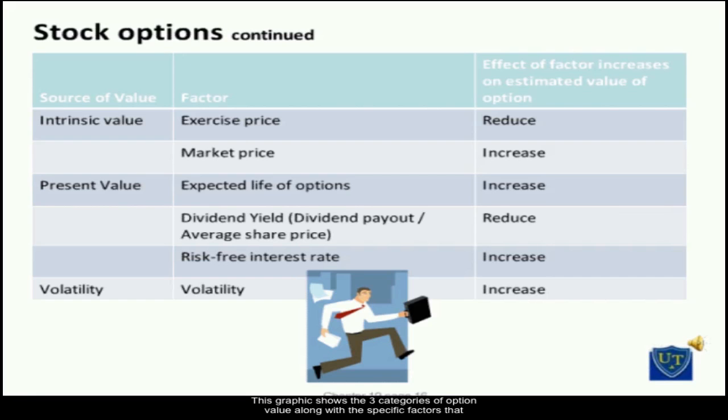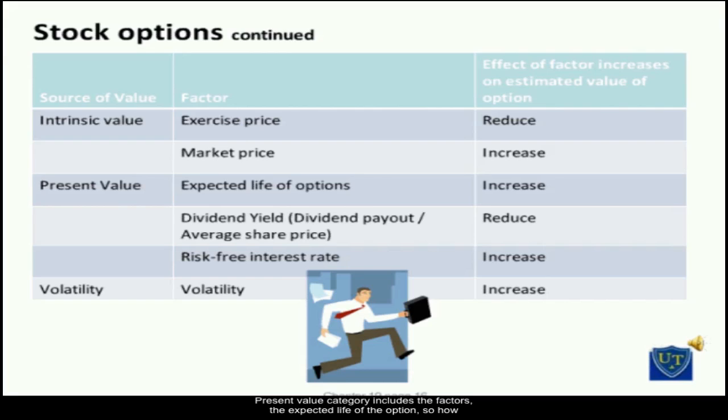This graphic shows the 3 categories of option value along with the specific factors that the FASB requires be included to estimate the value of an employee's stock option. First category, the intrinsic value. The 2 factors that determine that are the exercise price of the option, which is the amount of cash that the holder of the security would have to pay the company to obtain stock, compared to the market price. An option would have intrinsic value when the market price exceeds the exercise price.